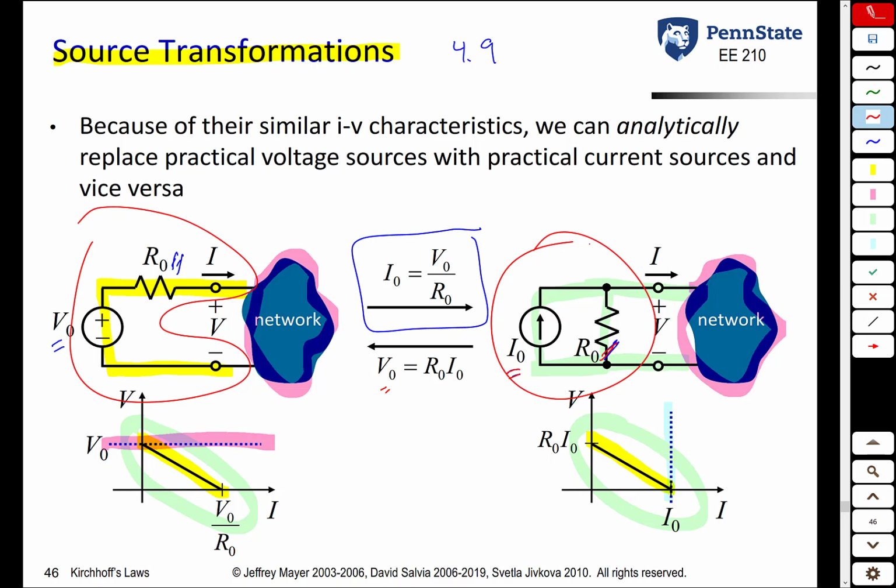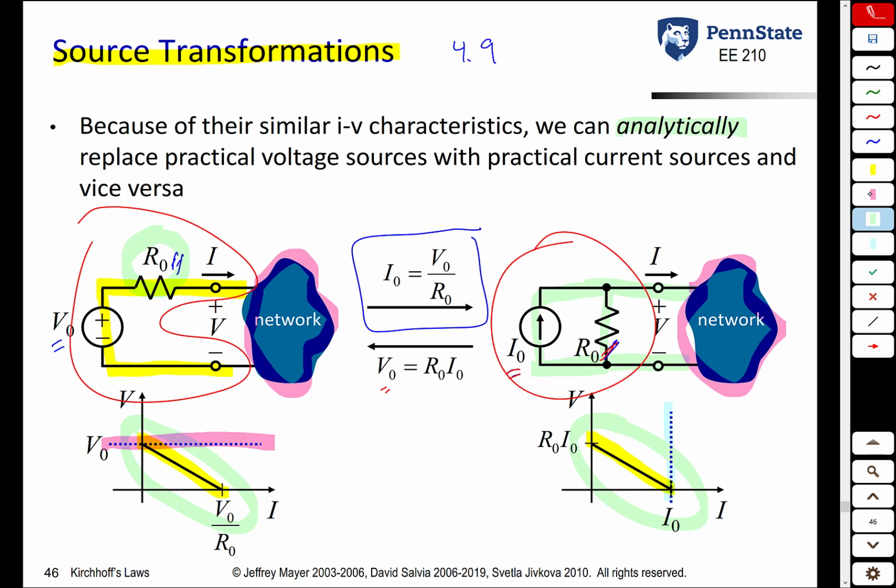Need to explain here, we are talking about doing this analytically only. We are not saying that we're physically going to replace a voltage source by a current source or physically replace a current source by a voltage source. One of the reasons is, remember, this R naught here in a real voltage source is going to be very, very small.